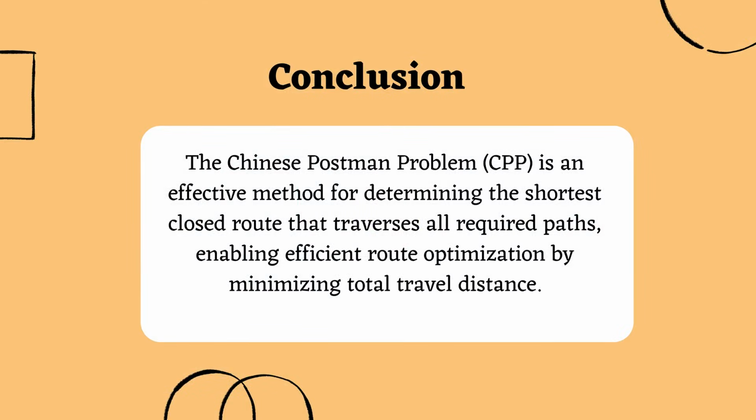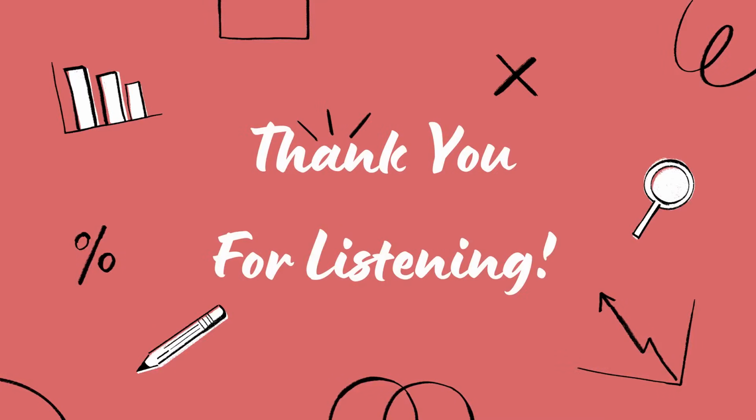So, based on the discussion presented, it can be concluded that the Chinese Postman Problem is an effective method for determining the shortest closed route that traverses all required paths, enabling efficient route optimization by minimizing total travel distance.